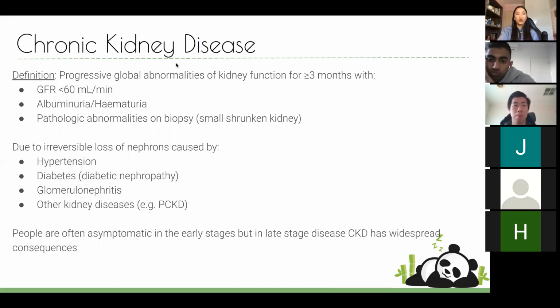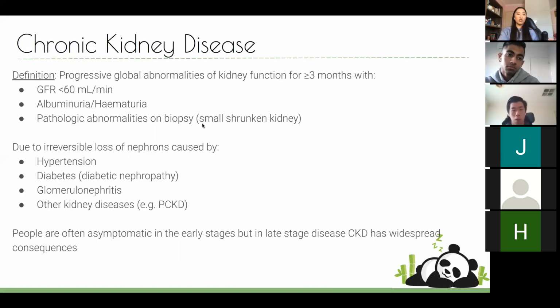So CKD, chronic kidney disease, it has this definition. It has to be for greater than 3 months. Remember, the time frame is really the big differentiating factor here. So you've got progressive global abnormalities of kidney function for greater than 3 months. And then these are the diagnostic features that you see: low GFR, albuminuria/proteinuria, or hematuria, which you might recognize from your nephrotic and nephritic, and then pathologic abnormalities on biopsy.